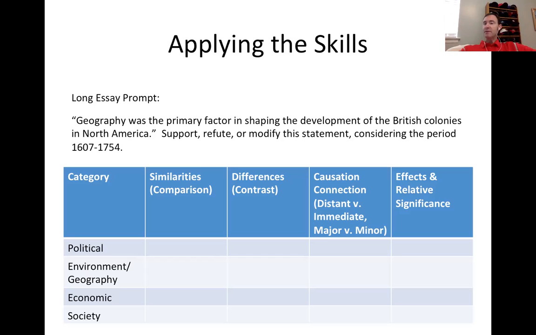But remember what we said last time. How could you connect comparison and contrast? Well, what does the prompt not tell you? It does not tell you which regions to consider. It does not tell you that you have to only address British New England or the southern colonies or even the middle. Occasionally you'll have a prompt that will do that. This one does not.